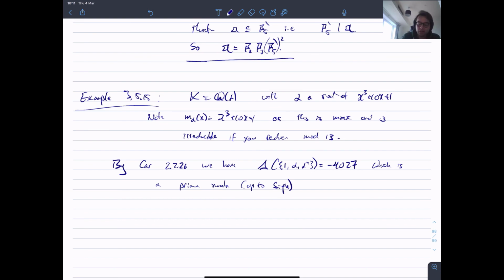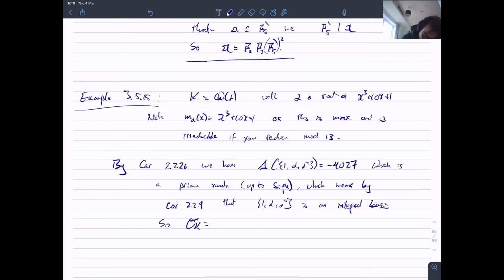So it's square free. What we found is an integral basis. This is one of the things, which means, by corollary 2.2.9, that 1, alpha, alpha squared is an integral basis. So in this case, we know that OK is just Z adjoin alpha.